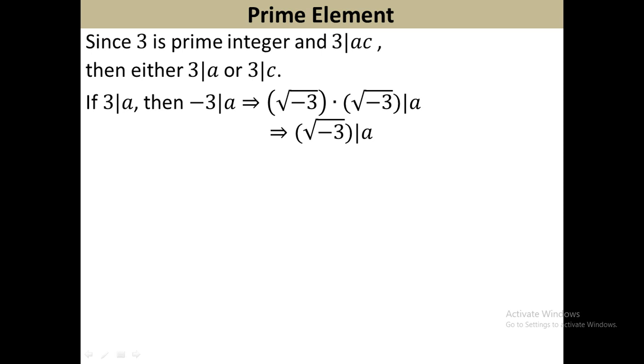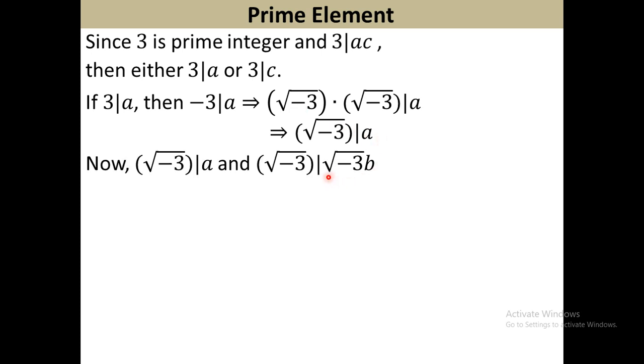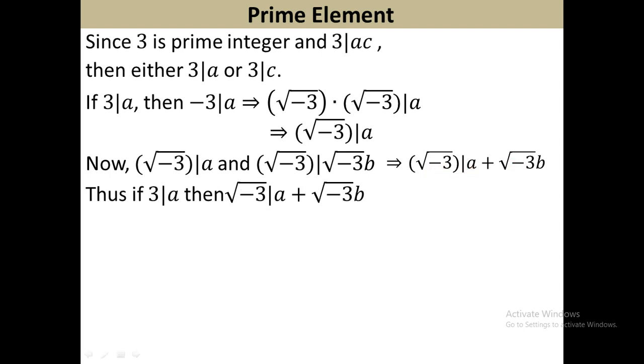Okay. Again square root of minus 3 divides A, and square root of minus 3 divides square root of minus 3 B. This is obvious. So square root of minus 3 divides A plus square root of minus 3 B. So you see that when 3 divides A, then square root of minus 3 divides A plus square root of minus 3 B.